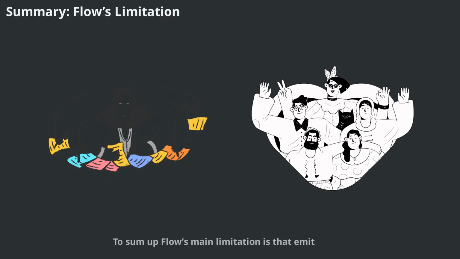To sum up, Flow's main limitation is that emit must be called from the collecting coroutine. This keeps things simple and safe, but restricts what you can do with external or parallel sources. Recognizing this limitation is the first step toward building more flexible and robust data streams.